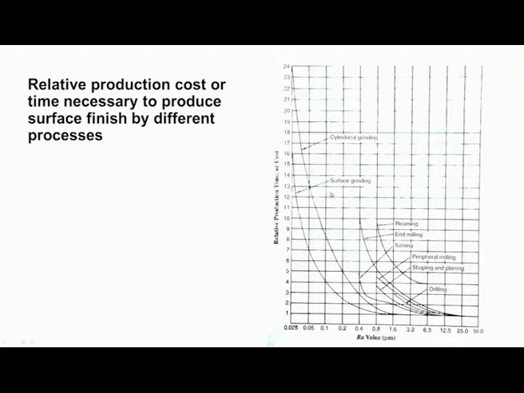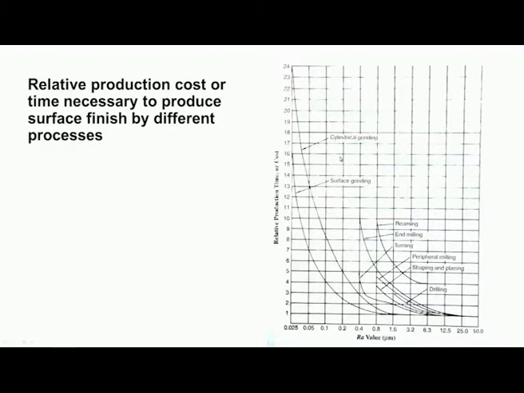And then this diagram will show the relative production cost or time necessary to produce surface finish by different processes. We can see here the x axis shows the Ra value in micrometers. The range is 0.025 micrometer to 50 micrometer, and in the y axis we have 1 to 24, that is the relative production time or relative production cost.